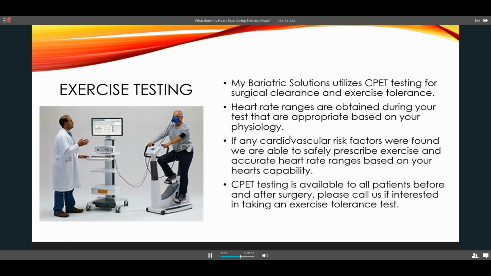I want everybody to know that this testing is available to all patients. If you test in-house with us, you'll go through this as well. But it's also offered post-operatively if anybody would like to come back in and retest, find out if they've made improvements in their peak VO2, anything like that. We're certainly able to do serial testing and also adjust those heart rate ranges as you become more heart healthy and your cardiovascular performance improves after surgery.